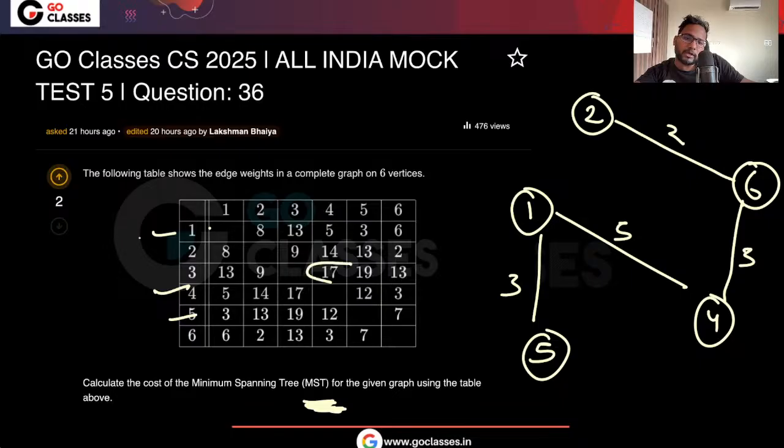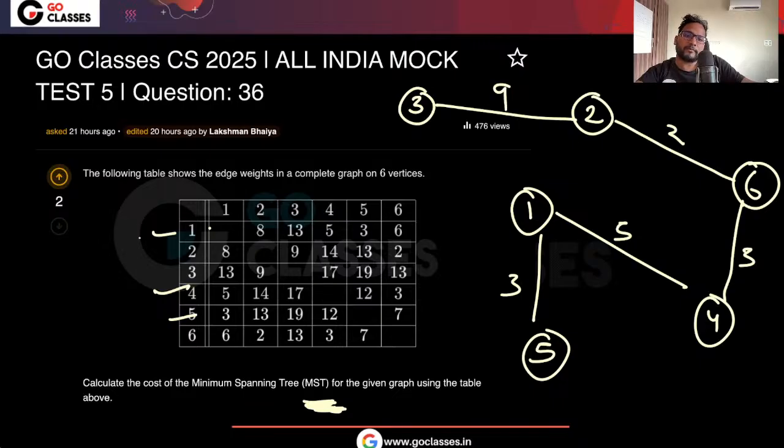For the 3, you will say that 3 is connected to 4, 5 and 6, but the minimum is 6 only. Or maybe 3 is connected to 1, 2. Sorry, we need to check these numbers. So 3 is connected to 2 with the minimum value, which is 9, right? 3 is connected to 2 with 9. Okay, yeah, 2 and 3 are connected with 9.